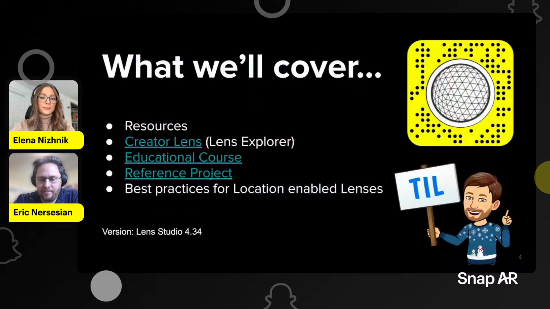So what we have on tap for this next hour is we'll be covering the Creator Lens. So I guess the official name is Custom Locations Creator Lens. You can find it in Lens Explorer on Snapchat, or on the right-hand side is the Snap code. And I'll be jumping over to the web page for it, and we'll also be posting up the links, so you'll be able to find it very easily.